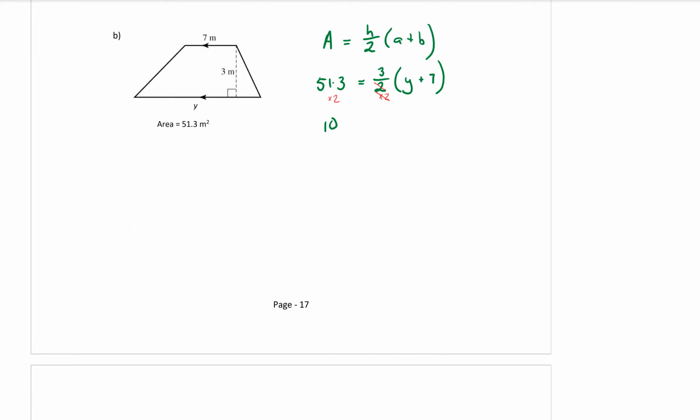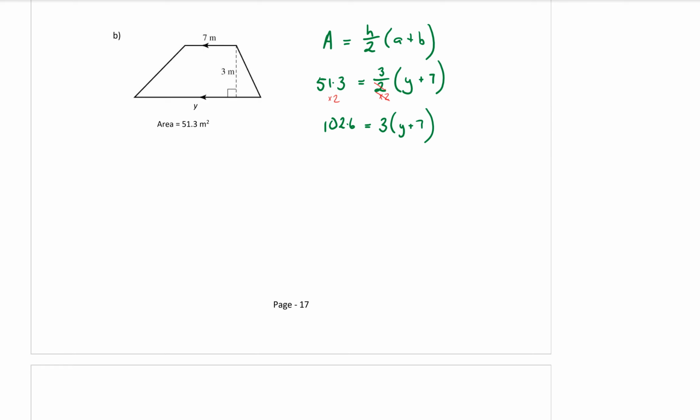Is that right? No, that's not right. I'm looking at my notes. I must have written the wrong number in there. Look at that. All right, 102.6 equals 3 bracket y plus 7.